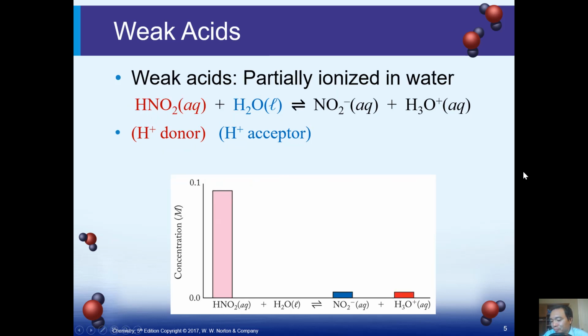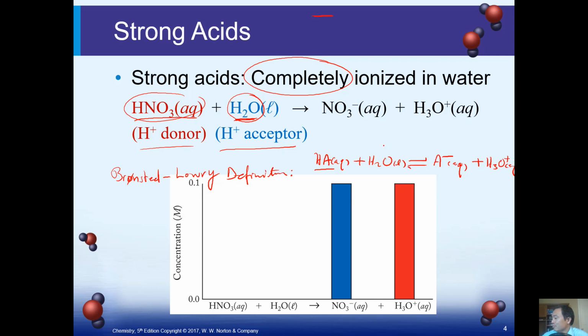You see that? So for any acid, it's always the same. It always reacts with water and loses one proton. It becomes one proton less. Here it becomes A minus, and water will become hydronium ion. All right. For a strong acid, to begin with, you look at the left side. To begin with, you have a certain amount. But after the reaction, there are no more nitric acid molecules. They have 100% ionized.